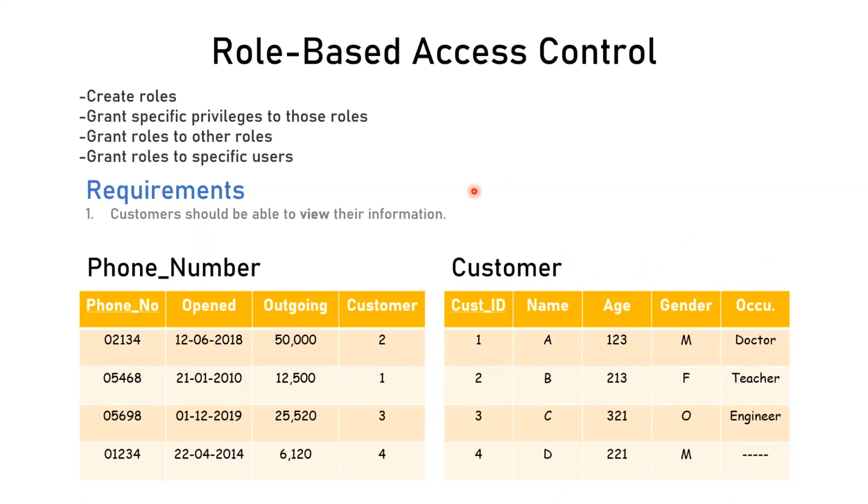All right. Our second requirement is that there should be a specific role for operators who can access this customer table and update or modify this information. So basically, an operator will have the ability to modify the information that is present in this customer table. So let's try to create roles based on these requirements.